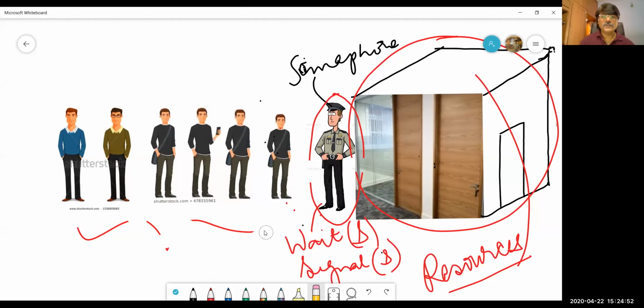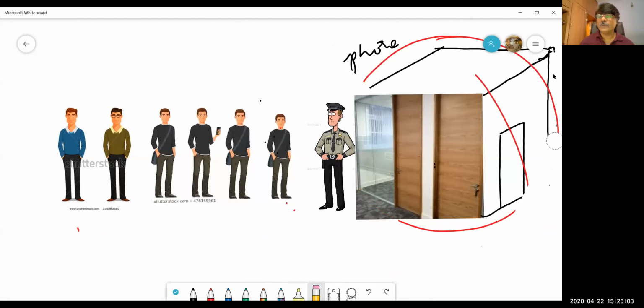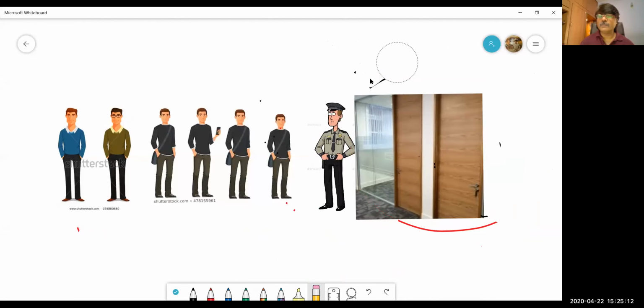Let us say, for example, these 6 people want to use the same resource. Now the condition is that they can use the same resource provided only one user is using the resource at a time. When one user is using the resource, the other users should be kept waiting. So that's the purpose of mutual exclusion. Only one process can use the resource at a time.